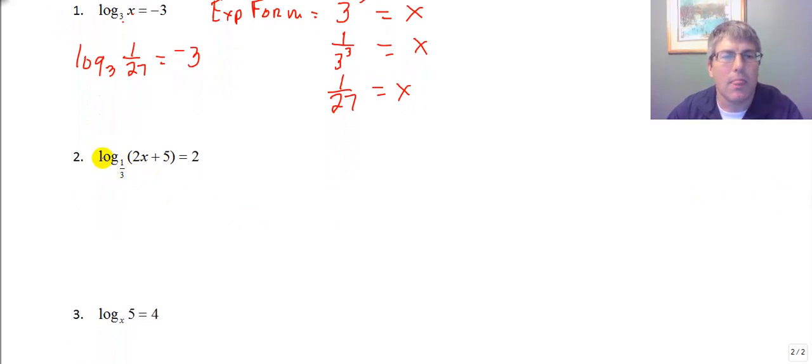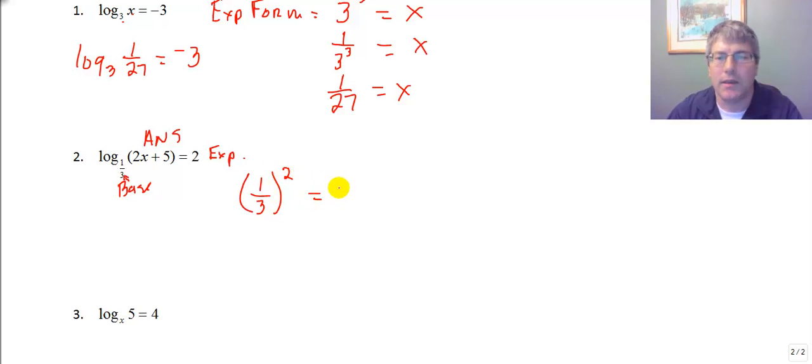Sample problem 2. Log base 1/3 of 2x plus 5 equals 2. Looks pretty complicated, but 1/3 is our base, there's our answer equals our exponent. So in exponential form, we get 1/3, our base, raised to some exponent equals 2x plus 5. 1/3 squared, that would be 1/9 equals 2x plus 5.